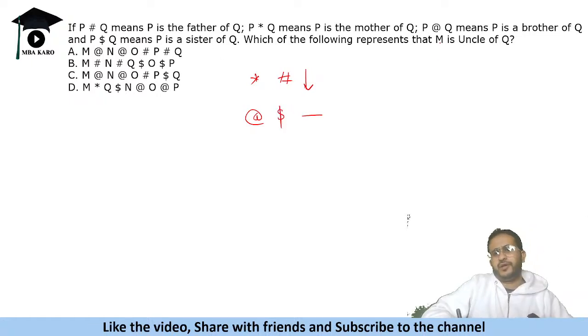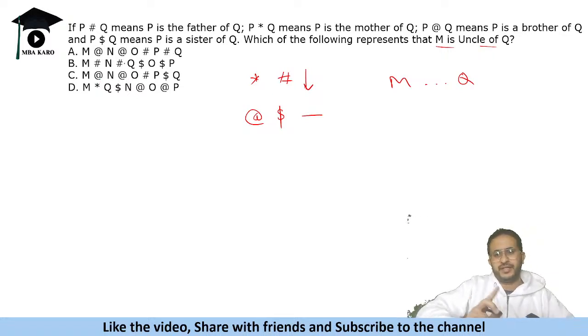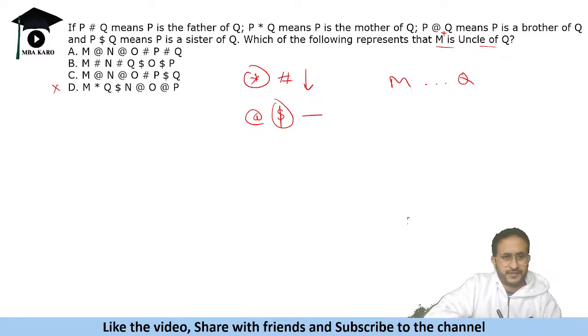Now when you have to make M the uncle of Q, first of all, we know that the generation is not going up. So M has to come first and Q has to come later. So remove the option in which M comes after Q. Okay, so obviously M is coming first, so we cannot eliminate any of these. You can do this by thinking logically. Second thing is M is the uncle, so M should be male. So if a statement has star after M or dollar after M, that makes M female. M followed by star. Now others are fine.